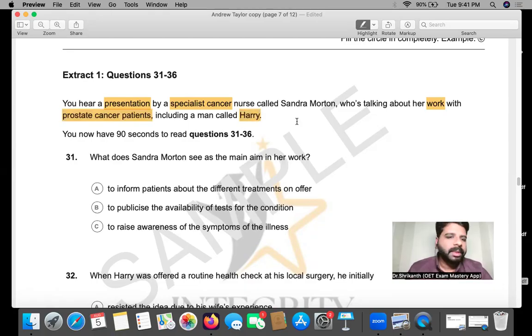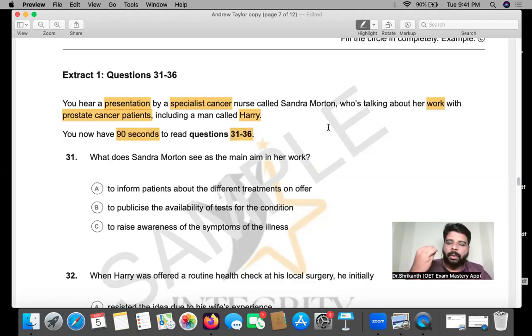So this is what is happening. You're hearing a presentation by a cancer specialist nurse called Sandra Morton. And what is the main theme of her topic? She's talking about prostate cancer, especially a case called Harry. And you get 90 seconds to read questions number 31 to 36.